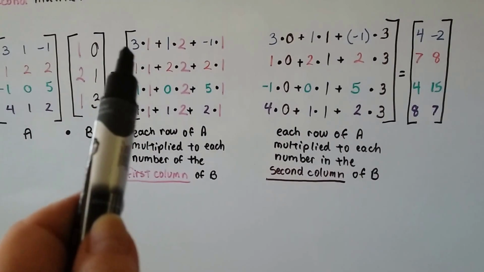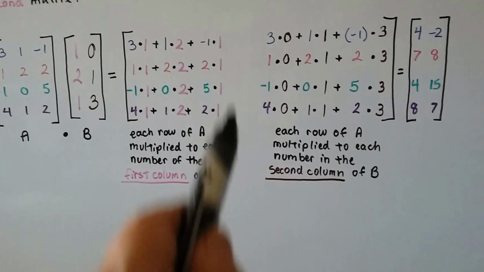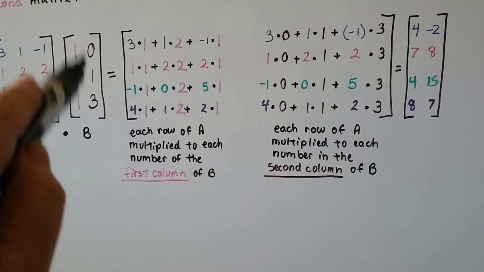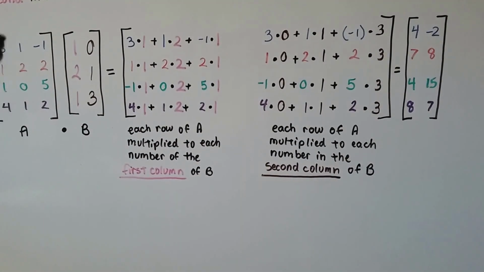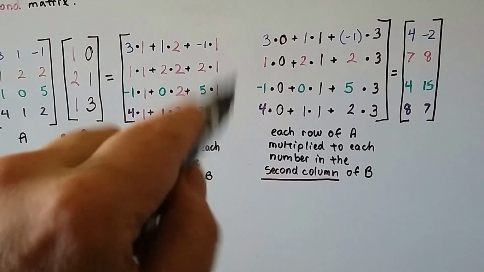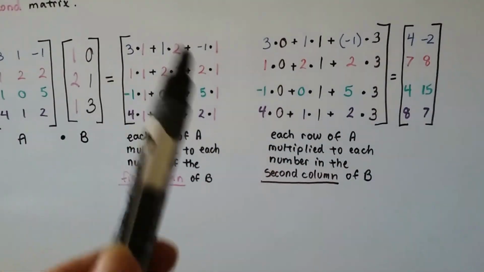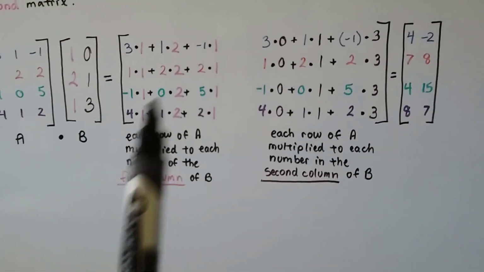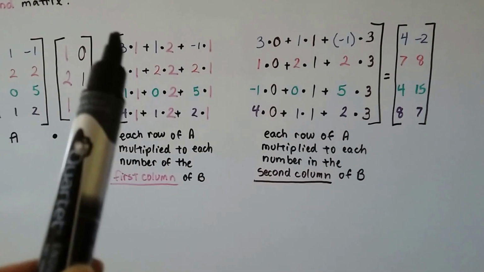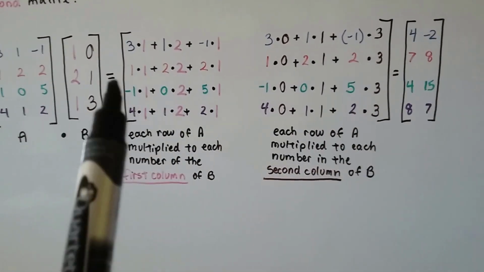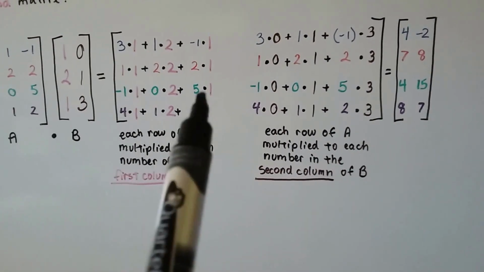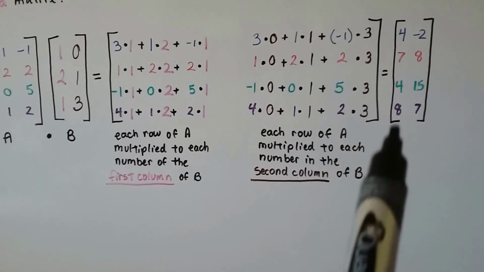Then what we do is, we can leave a space here, just like there's a space between the columns. We can leave a space here for our math to show that this is the first column and this is the second column. We add these all up and we get a 4. We add these all up, we get a 7. We add these all up, get a 4. We add these all up, get an 8.